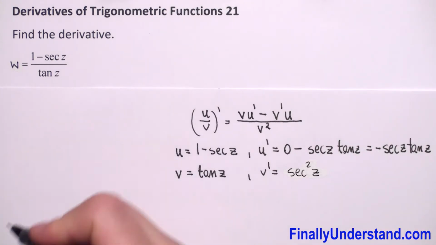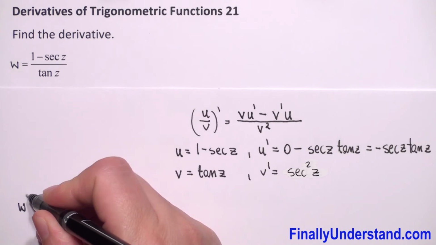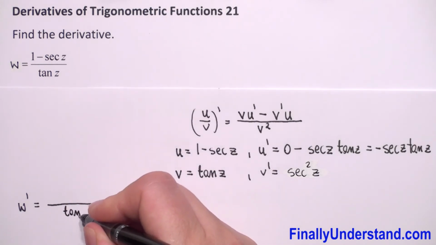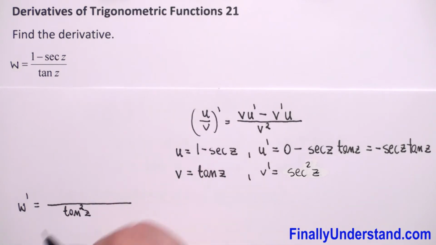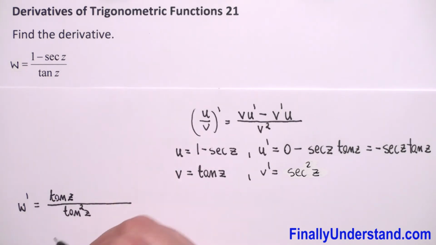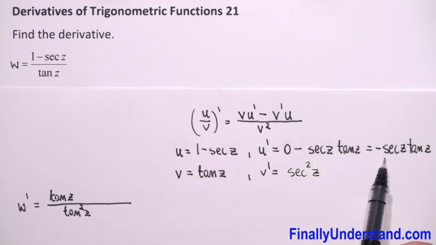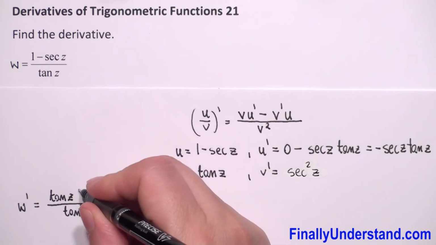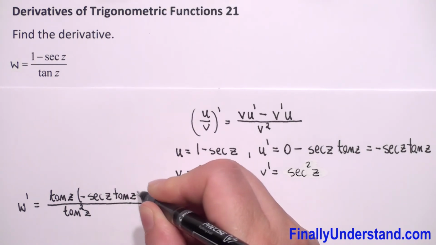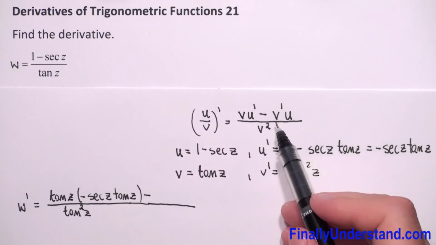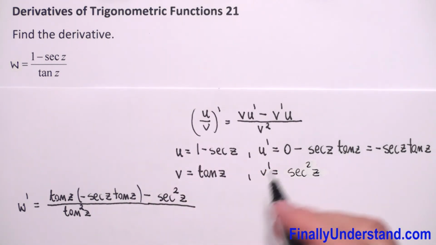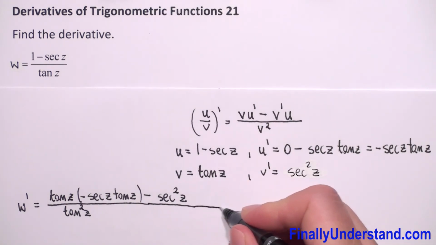So now you have to just substitute. The derivative of the w function is equal to, in the denominator, tangent z squared, and in the numerator we have tangent z times the derivative of u, which is negative secant times tangent z, minus the derivative of v, which is secant squared z, times u, which is 1 minus secant.